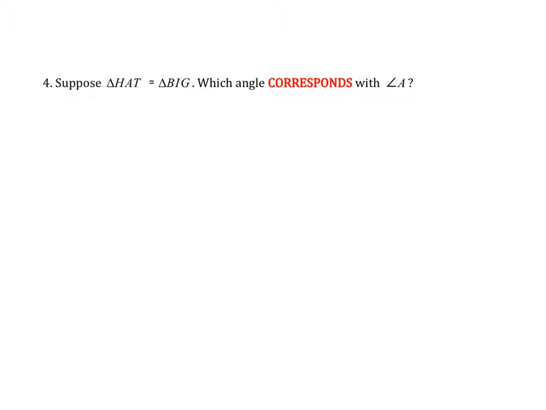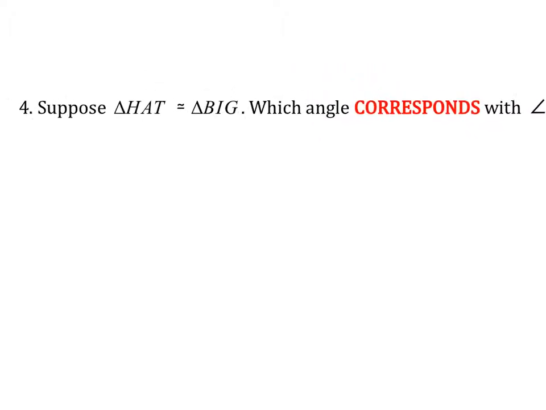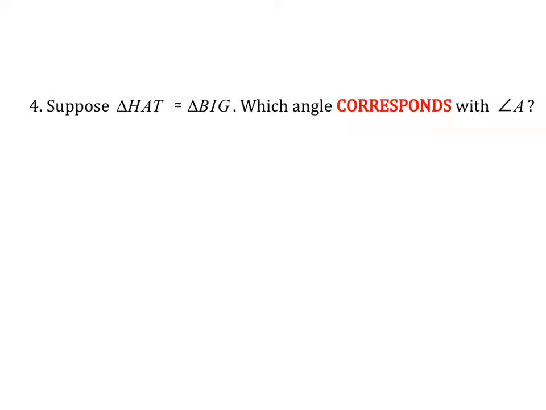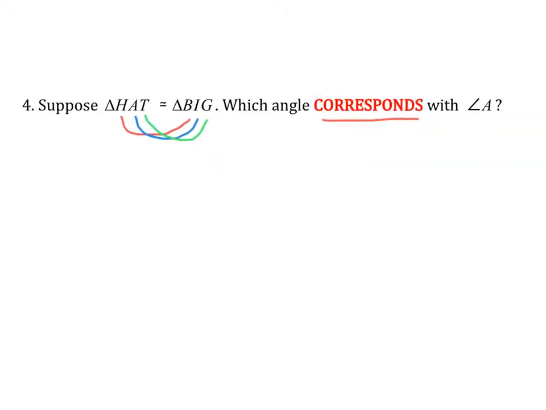All right, here. We are told that triangle HAT is congruent to triangle BIG. What angle corresponds with angle A? So remember, when we are told that two triangles are congruent, the corresponding parts are listed in the order that they name the triangles. So H will go with B, A goes with I, and T goes with G. So it matches the order.